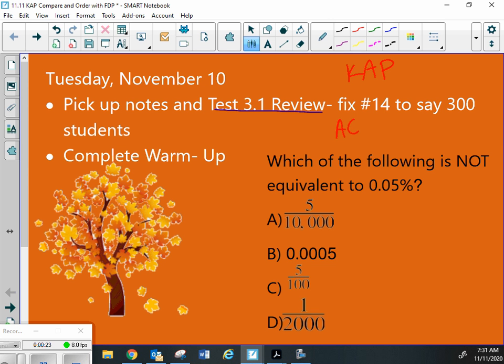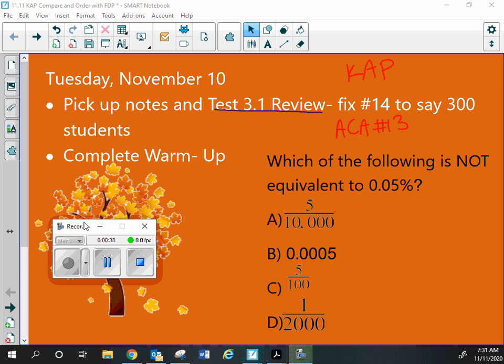And for ACA, this is number 13, I believe. Again, it should say 300 students on that problem. If you have it online, it probably already got fixed for you, but that's just a little note to fix before we get to the lesson.